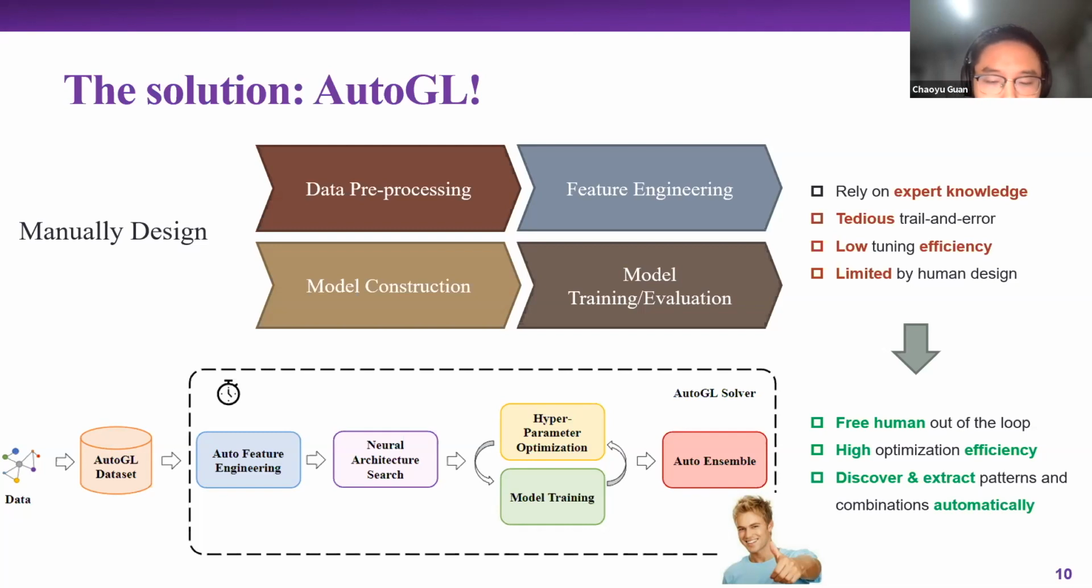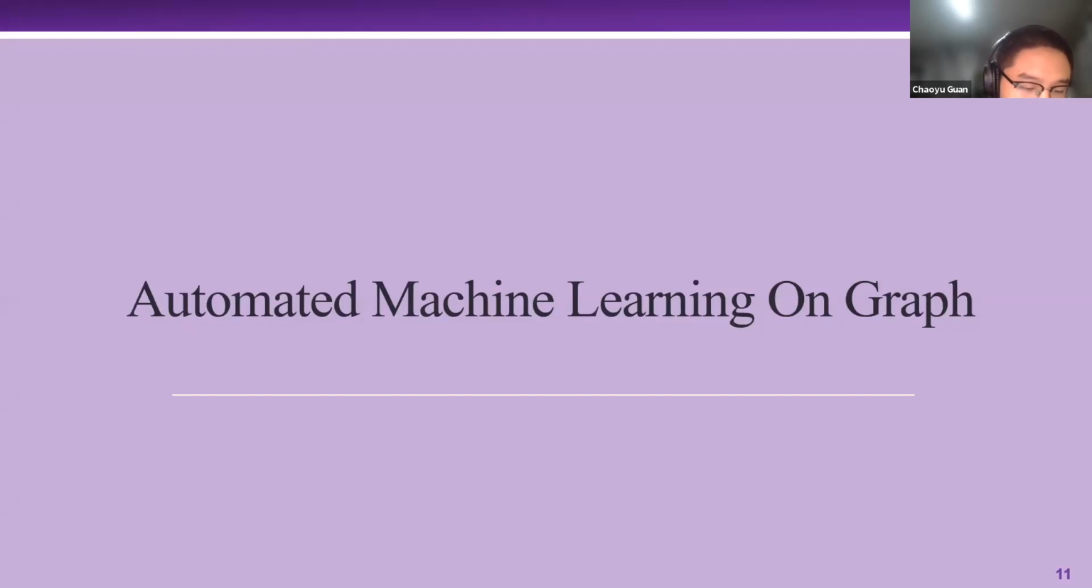Compared to the manually designed pipeline that needs expert knowledge, tedious trial and error, has low tuning efficiency, and is limited by human design, an automated graph learning framework can free humans from the loop, enjoys high optimization efficiency, and can discover and extract patterns and combinations automatically to enlighten experts to design better graph learning systems. So next, I will introduce the detailed information on automated machine learning on graphs.